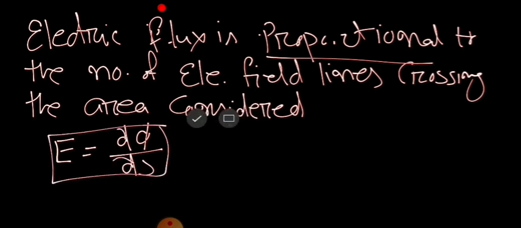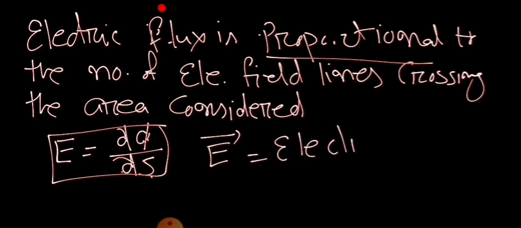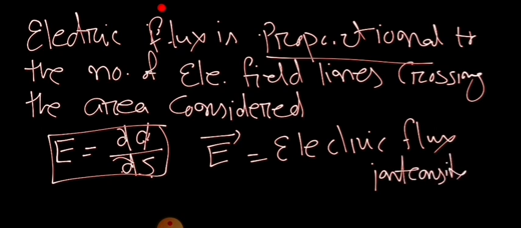So this area we have taken, so flux per unit area is the electric field, or flux is equal to the field into the dot product of the area. Sometimes this electric field is also called electric flux density or electric flux intensity. The name of the electric field intensity is also electric flux intensity.